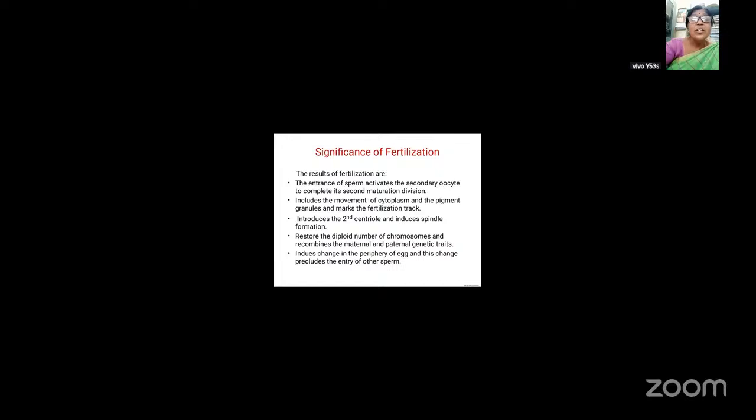So that is how the mechanism of fertilization takes place, and each phase has its own significance: gametogenesis, that is both spermatogenesis as well as oogenesis, and also fertilization. Today with this, we are going to close it now. Tomorrow again we will meet.